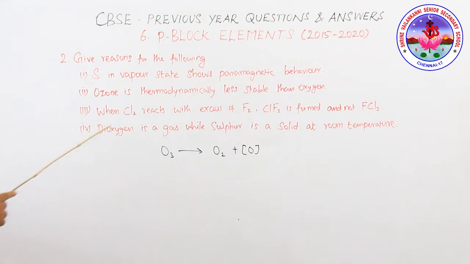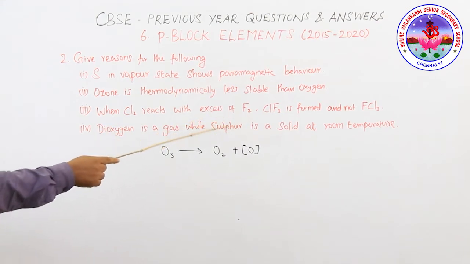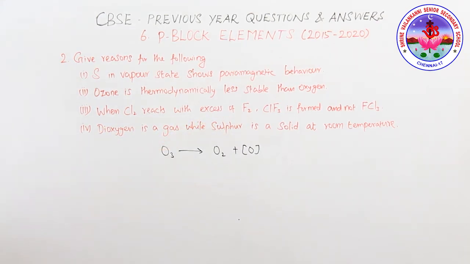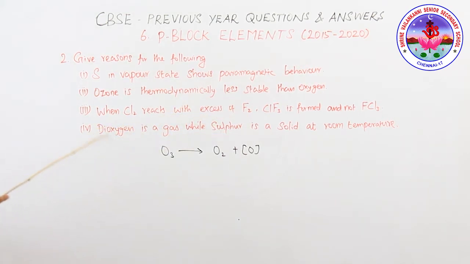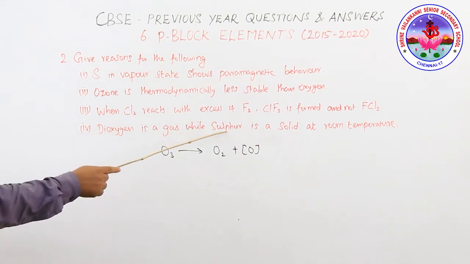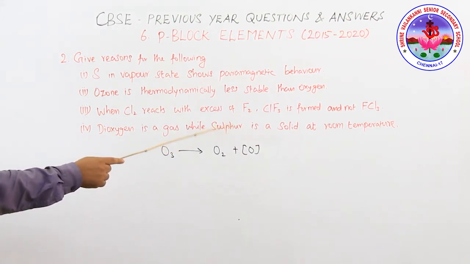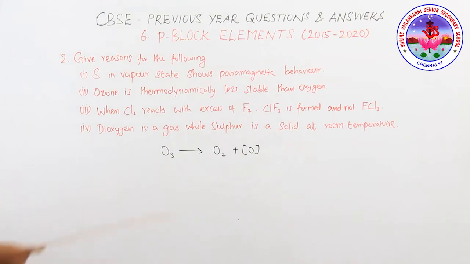Dioxygen has less surface area, while sulfur has a large surface area, that is more surface area. So there are more intermolecular forces of attraction. In dioxygen, there are less van der Waals forces of attraction, whereas sulfur has more intermolecular forces of attraction. That is why sulfur exists as a solid at room temperature.